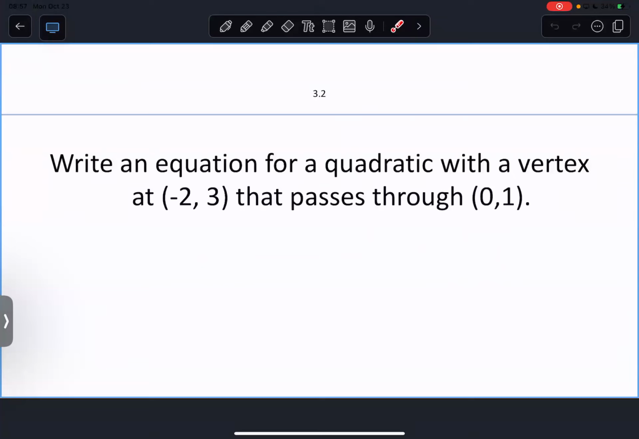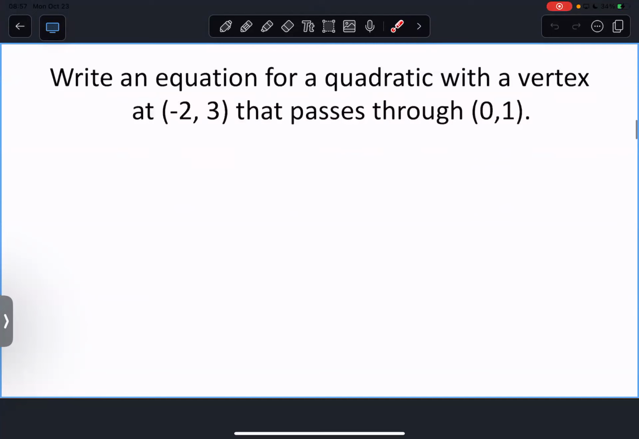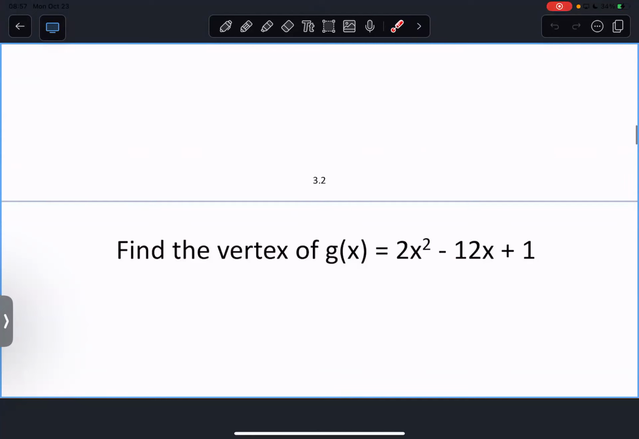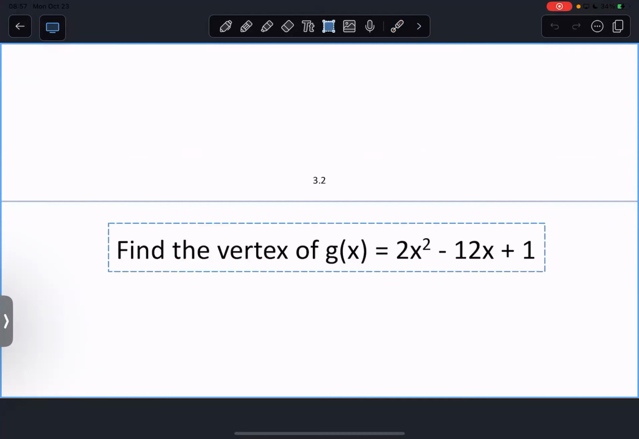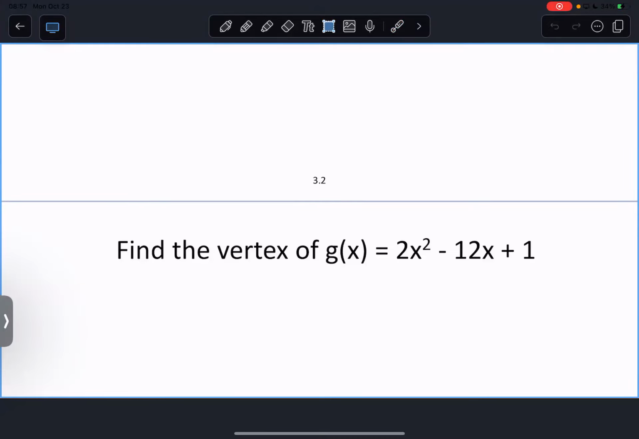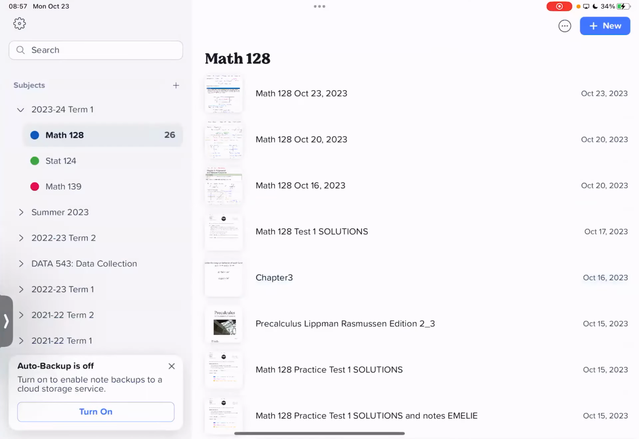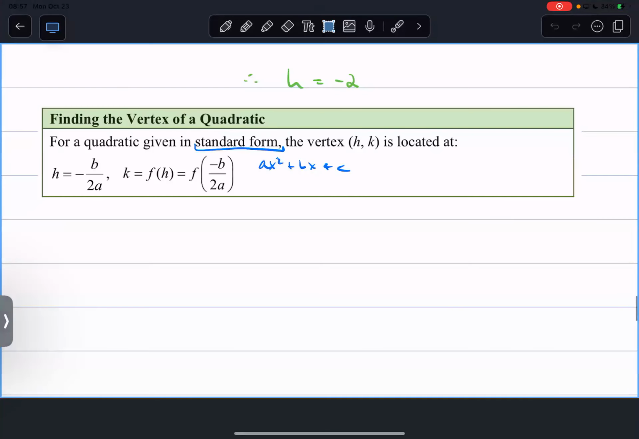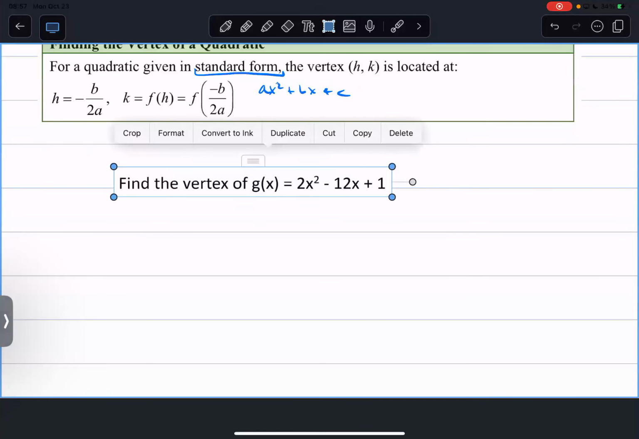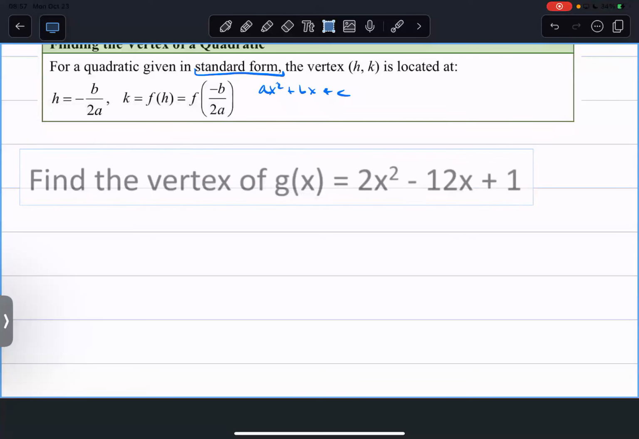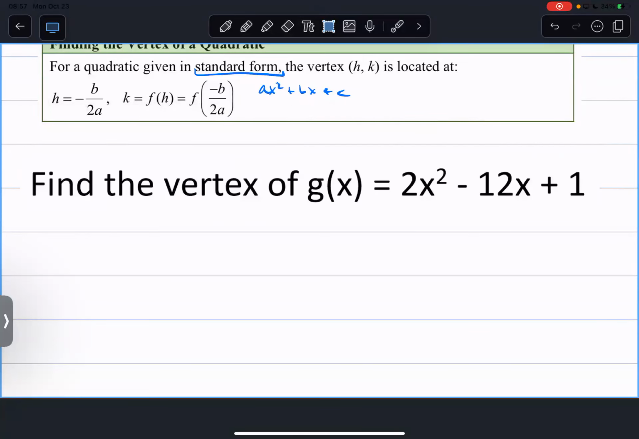Are we ready to do that? We've waited long enough. Let's do this one. Find the vertex of g of x is equal to 2x squared minus 12x plus 1.